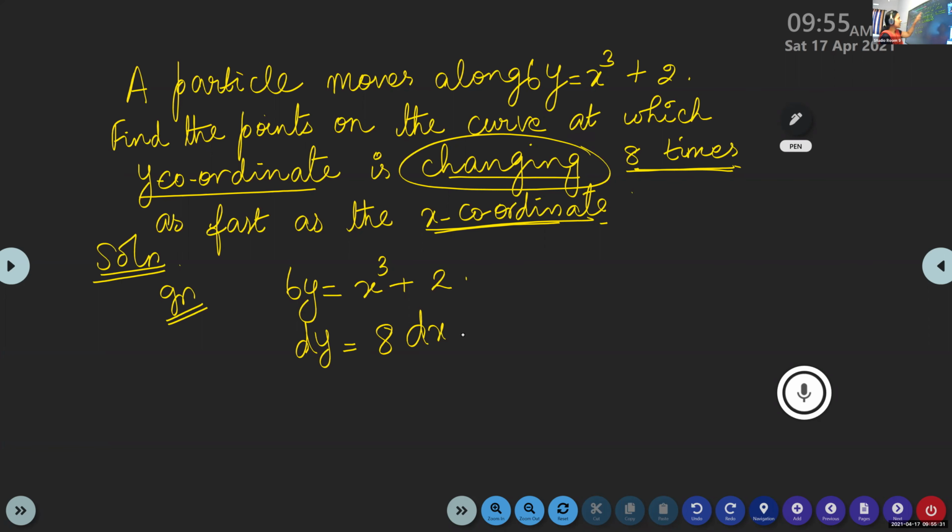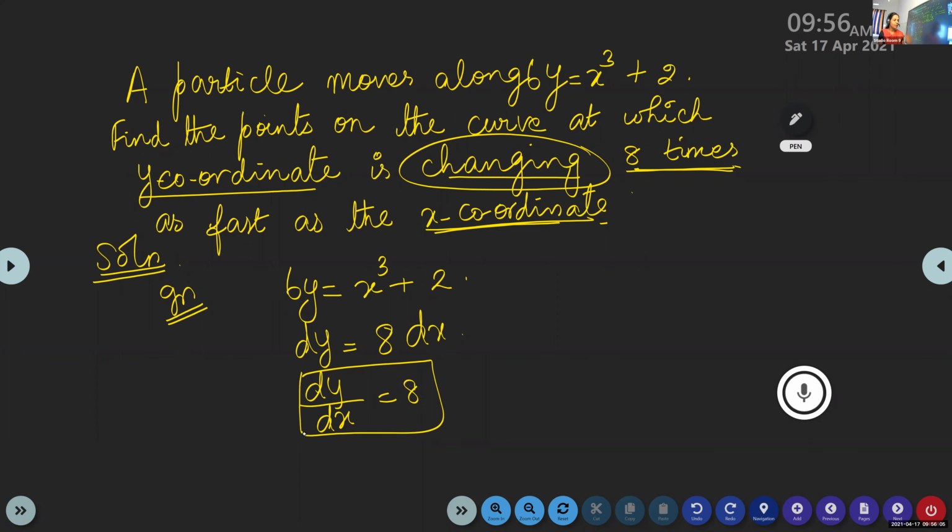Y coordinate is changing 8 times as fast as X coordinate. Change in Y coordinate, we can denote it as dy. Change in X coordinate, we can denote it as dx. How they are related? Change in Y coordinate is 8 times the change in X coordinate. That means from here, is it possible to write dy by dx is 8? Is it clear? Is it correct, children? If you bring this dx to other side, dy by dx is 8.